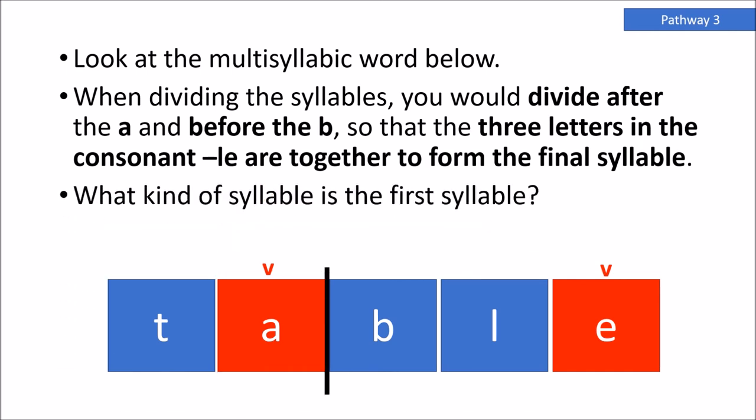Now that we've done this, what kind of syllable is the first syllable? If you said open, you are correct. We know that when a syllable is open, it ends in a vowel, and the vowel makes the long vowel sound. So the first syllable in this word would be pronounced tay.